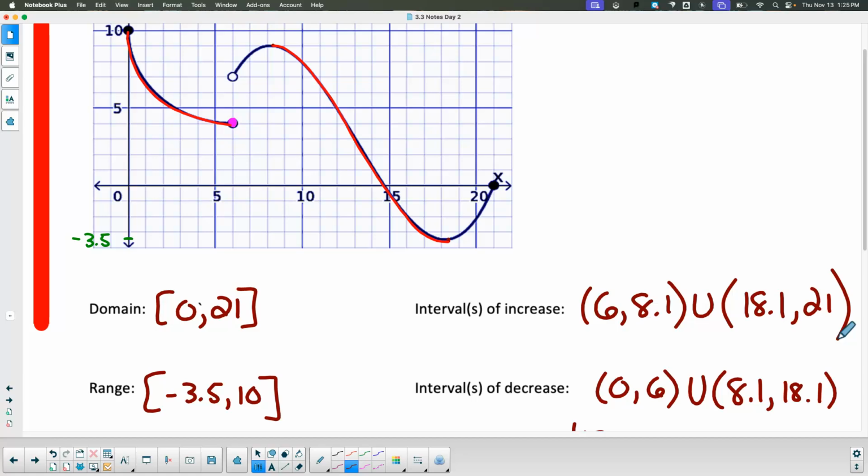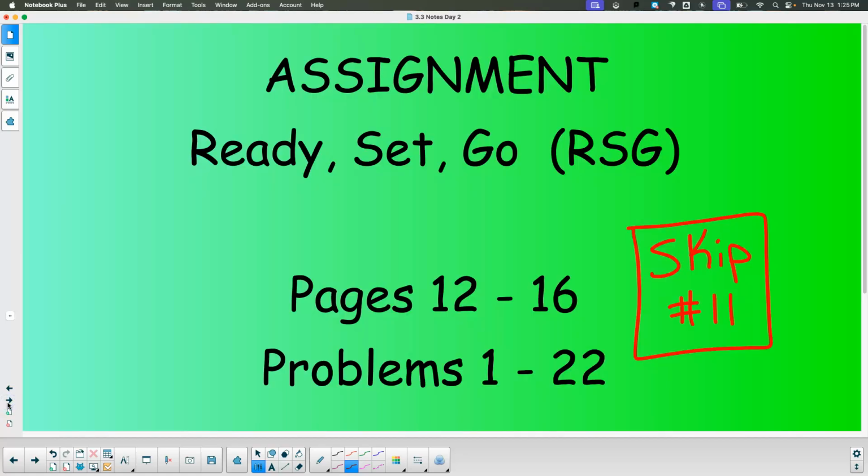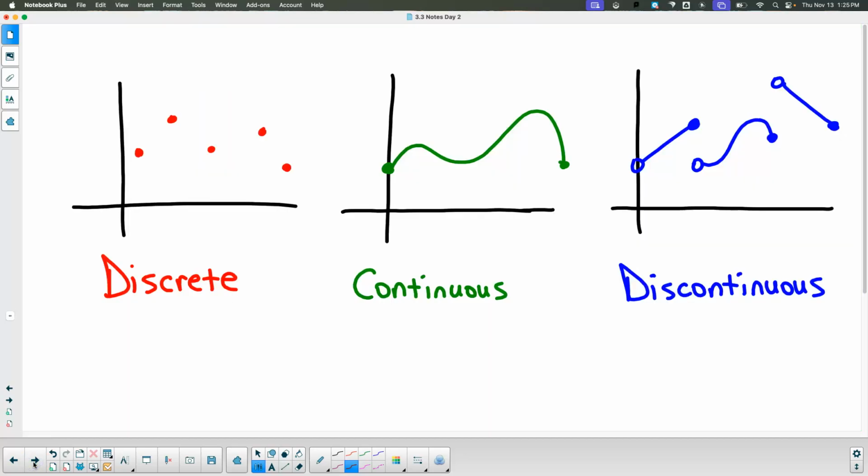Yeah, that's all. Just a reminder that we're skipping number 11 on your homework. Now, somewhere off to the side on your notes, I want to show you one more slide. Just make a little diagram on the front cover or the back page, it doesn't matter, so that you understand which kind of function is which.